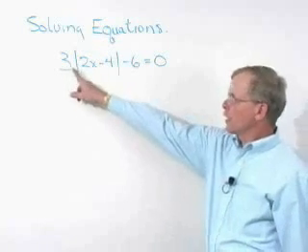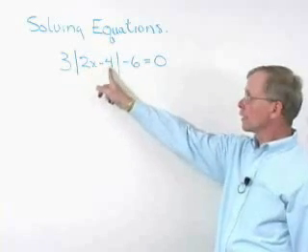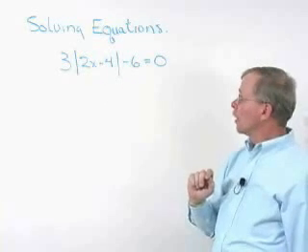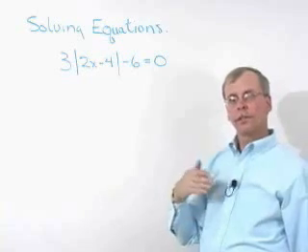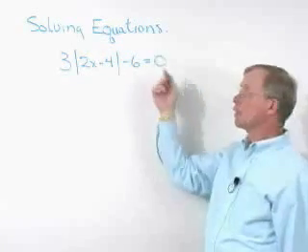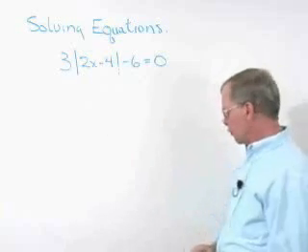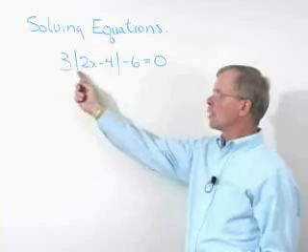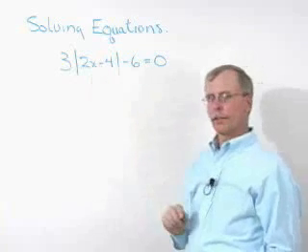If 3 times the absolute value of 2x minus 4, minus 6 equals 0, the first thing we'll want to do, of course, is simplify both sides. Nothing to do over here. Over here, however, we have several things we want to do, but we don't really know what to do with 3 times the absolute value.